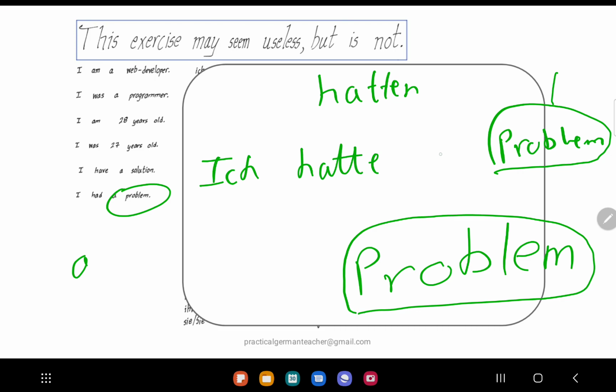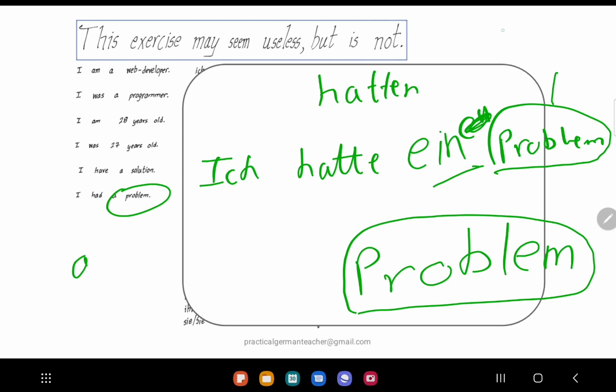So ich hatte Problem is what, guys? If you can guess, I think it is neutrum, so it will be ein Problem. Even if you guessed it to be masculine, it would be einen, because here it is accusative. If you guessed it to be neutrum, it has to be ein. I think Problem is neutrum, so it will be ein.